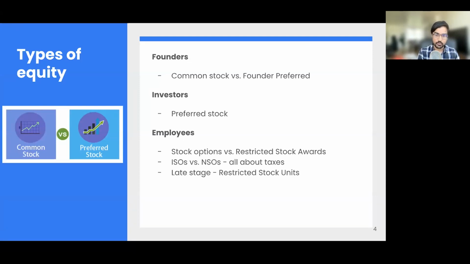So for founders, the main decision is common stock versus what's called founder preferred stock. Common stock is your standard cookie cutter fundamental unit of equity. This is what you're buying when you're buying something on Robinhood or through your broker on the stock exchange. You're buying common stock in a publicly traded company. For founders, that means common stock in the new company you just created. Founder preferred stock is an option that many lawyers or incorporation services will give you as a choice that you can make.